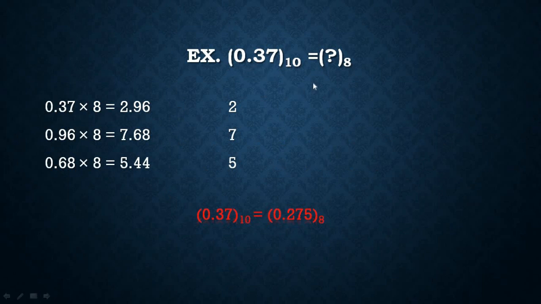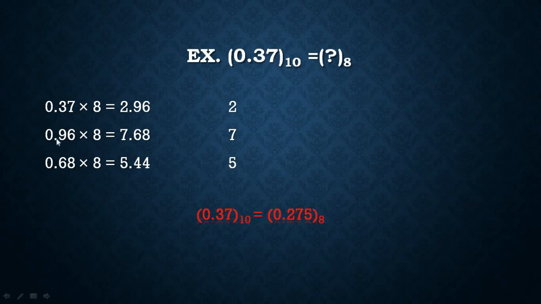0.37 to the base 10 has to be converted into octal. For that purpose, we multiply the decimal number by 8. As soon as we multiply 0.37 by 8, we get the result 2.96. So the digit before the decimal point, 2, is recorded as a result and 0.96 is carried to the second step.